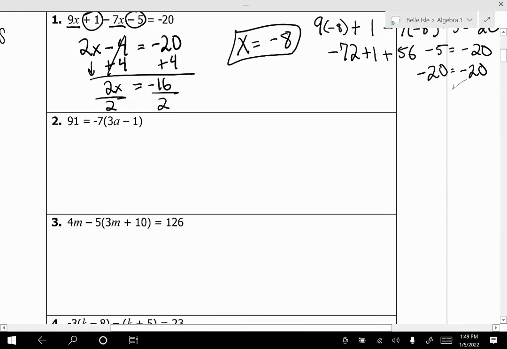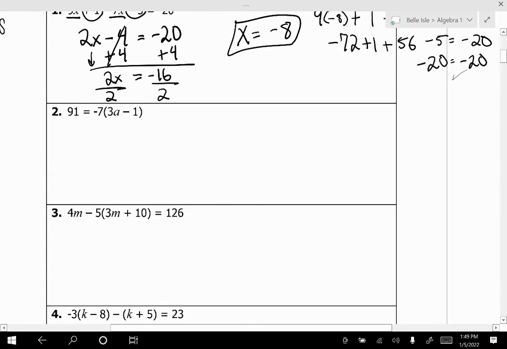Okay. Number 2. 91 equals negative 7 times 3a minus 1. Yeah, so step 1 is distribute. So it'll give us 91 equals negative 21a plus 7. Finish solving from there, please.